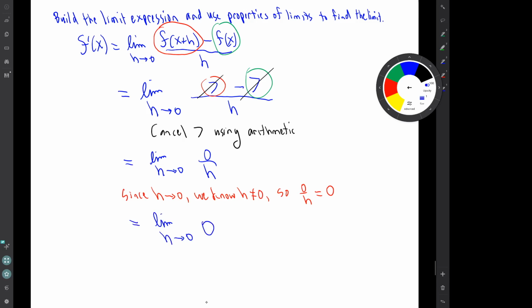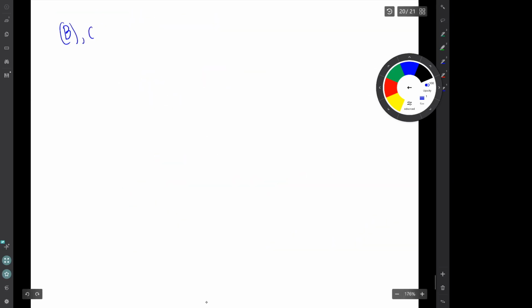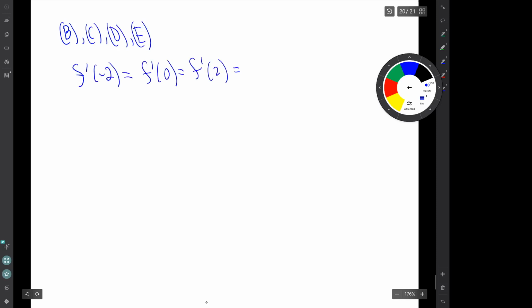So we show the result of that. We still have the limit expression sitting in front, and this limit we can compute. The limit of a constant is just the constant. So we found that f prime of x is 0. Now in parts b, c, d, e, we have to find f prime at -2, 0, 2, and 4. We can do all those at once. All of those derivatives at those particular x values are just going to be the number 0.